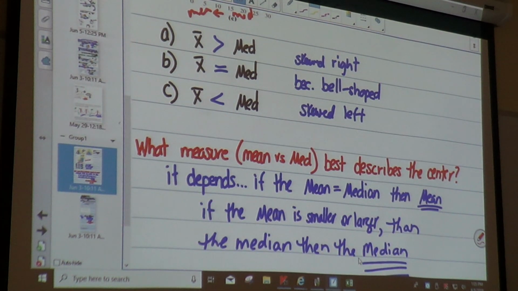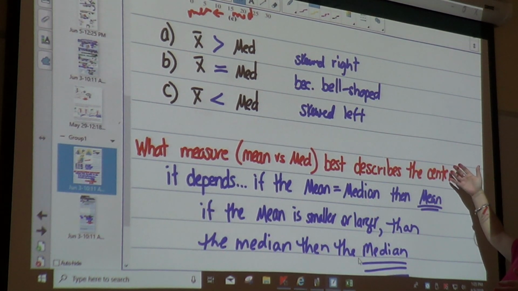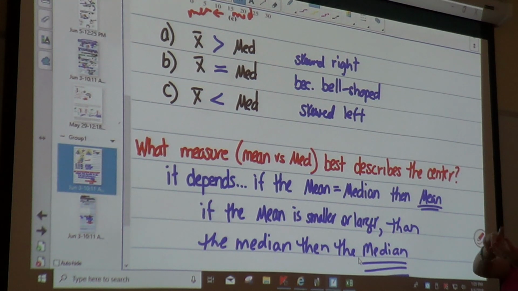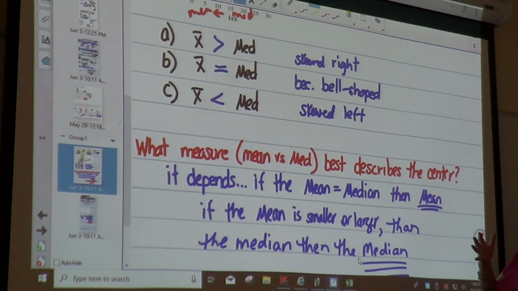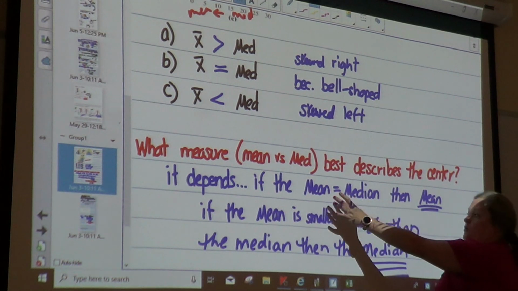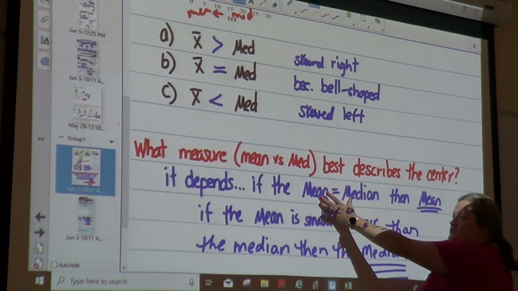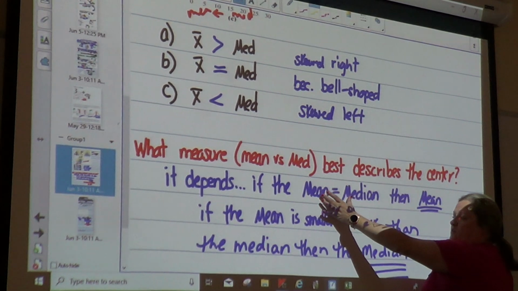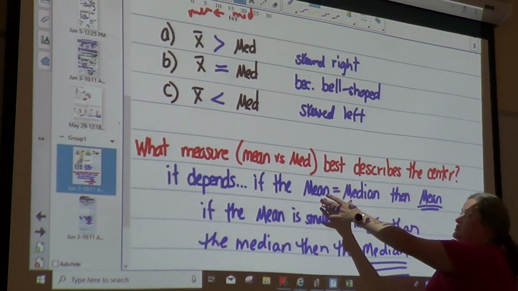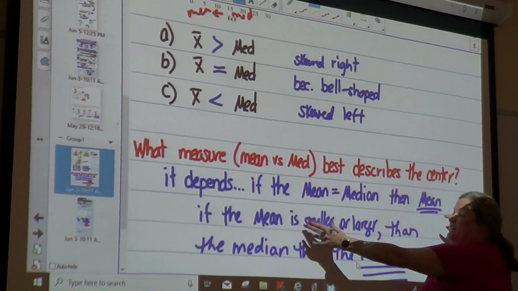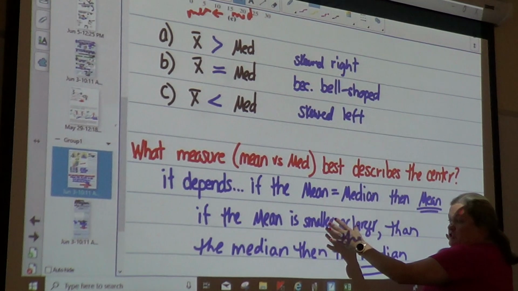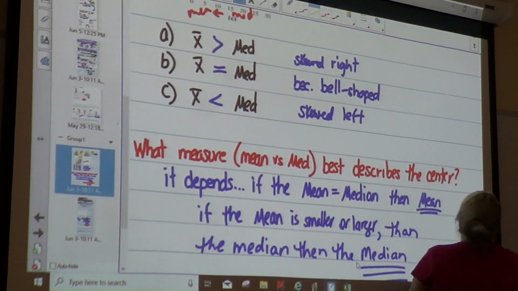Now, it says which measure, mean or median, best describes the center of the measures of center. So, the mean, the median, or the mode. The mode is not going to describe it because the mode's always in the middle. So, we want to know, does the mean or the median best describe? Well, if they're equal, which is what kind of distribution? If they're equal, what kind is it? What does it look like? Bell-shaped. So, if they're equal, the mean best describes it. But if they're not equal, which means it's going to be skewed, the median best describes it.